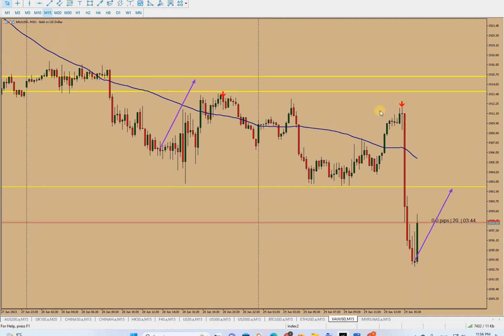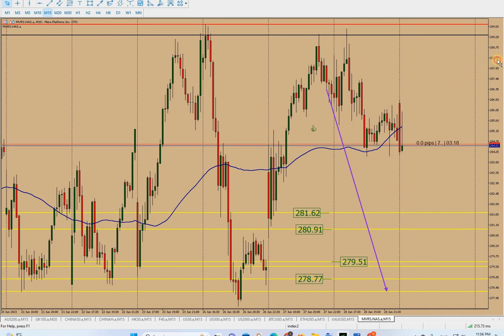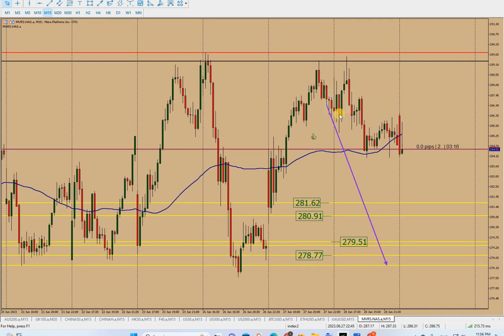And now we go for the Marvels. This one I think is an artificial intelligence pair or something. I'll find out. So this is the share in the index and Nasdaq. This one we predicted that the market is going to go down to those levels.